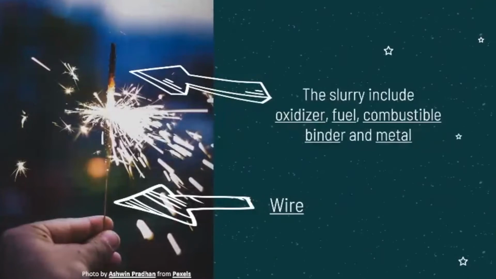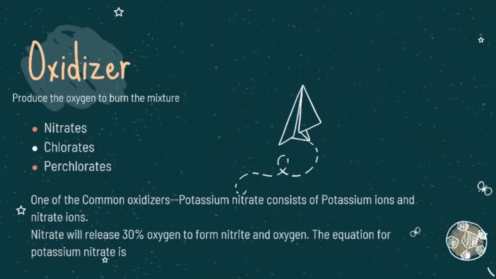The sparkler is generally composed of oxidizer, fuel, combustible binder and metal. For the oxidizer, it can produce the oxygen to burn the mixture, which usually is the nitrates, chlorates, or perchlorates. One of the oxidizers, nitrate, consists of metal ions and nitrate ions.